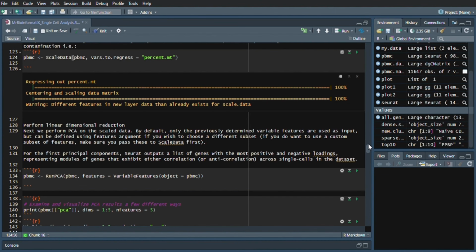Before performing dimensional reduction, it's very important to scale the data. Scaling ensures that all features, or genes in the case of single-cell RNA sequencing, contribute equally to the analysis by adjusting them to have a mean of 0 and a variance of 1. This step is crucial because without scaling, features with larger values or greater variances could dominate the results, skewing the analysis and making it difficult to identify true patterns.